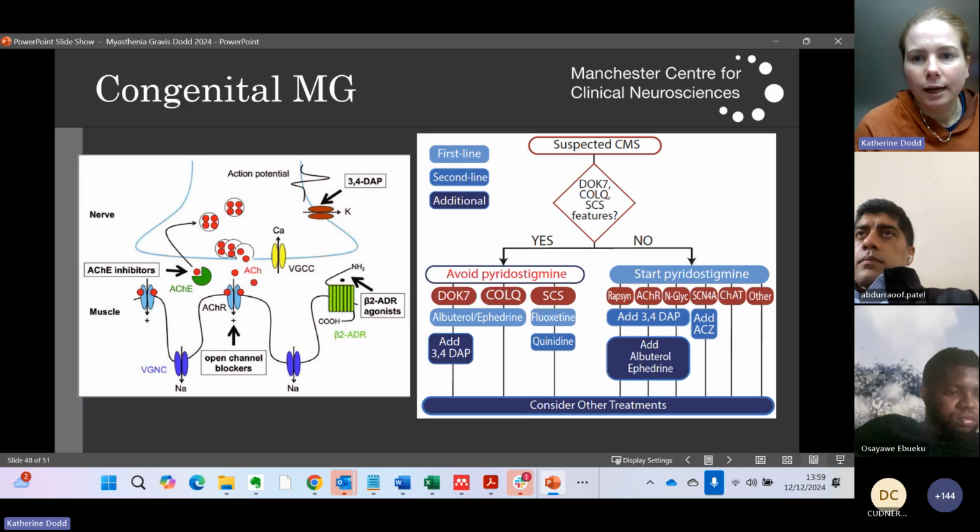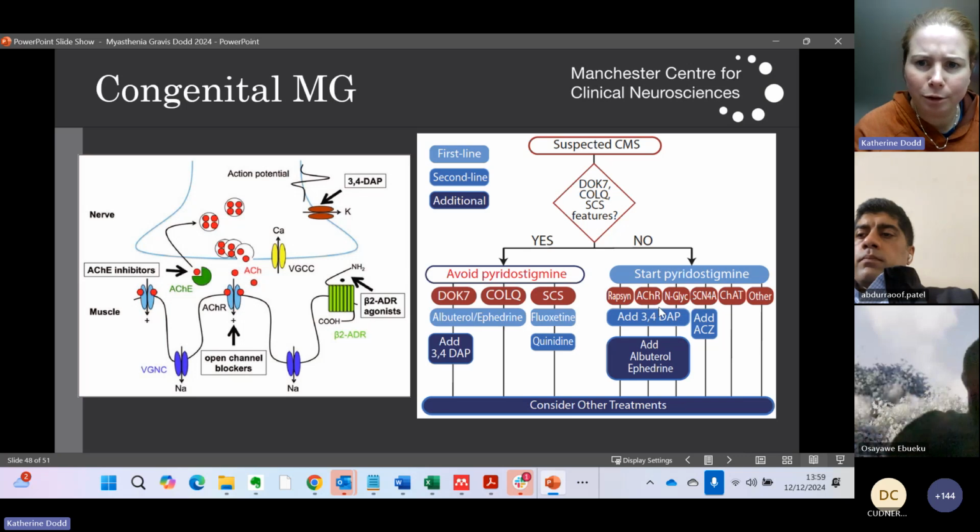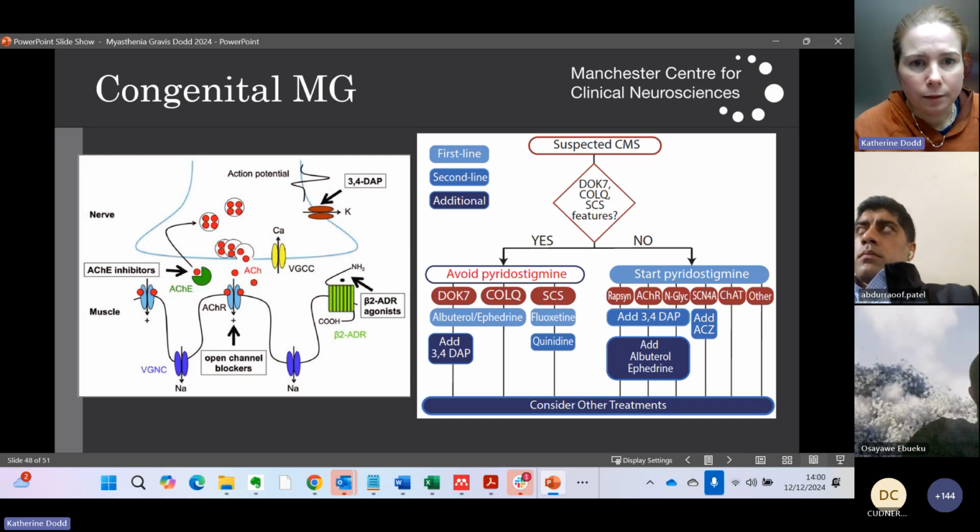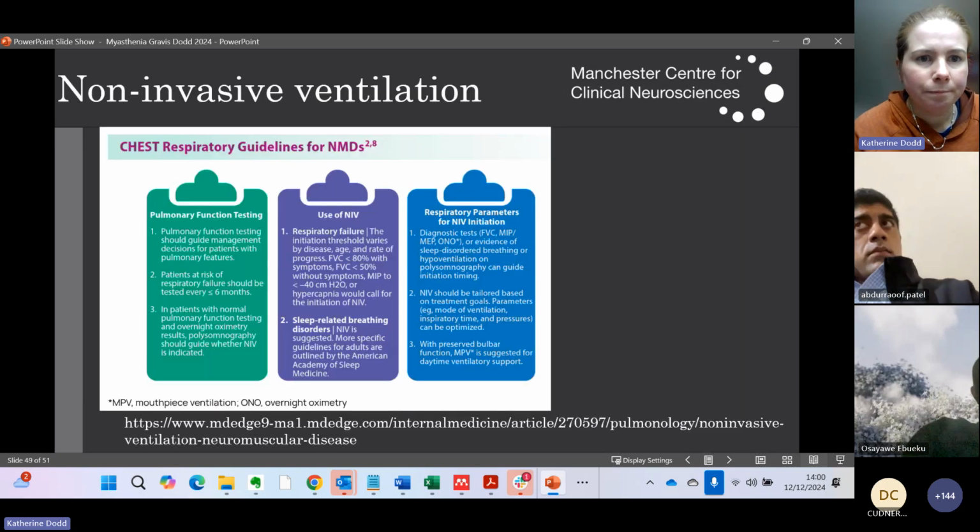And we treat them with slightly different treatments. So things like 3,4-DAP, sometimes salbutamol tablets can all help with this kind of keeping the structure together of the neuromuscular junction. But it's quite specialist, and you're going to obviously refer to a specialist. I think the key is thinking about it if you've got someone that you're not quite sure what's going on.